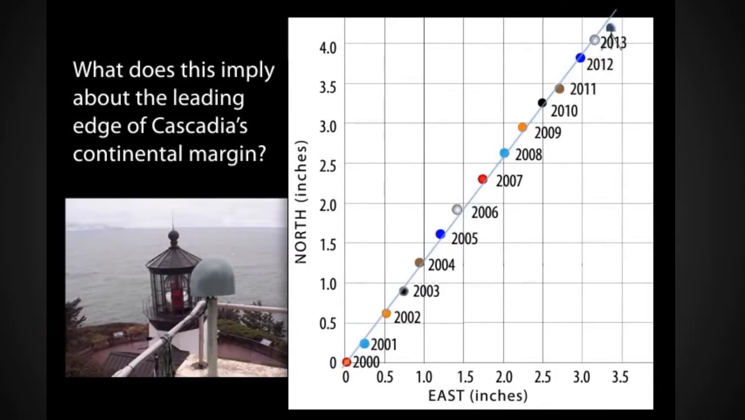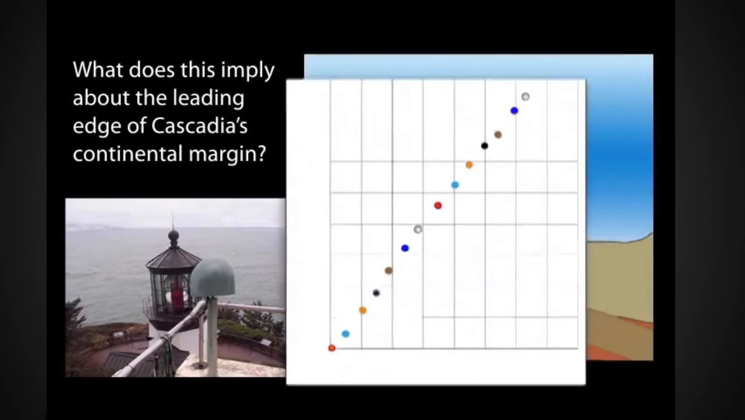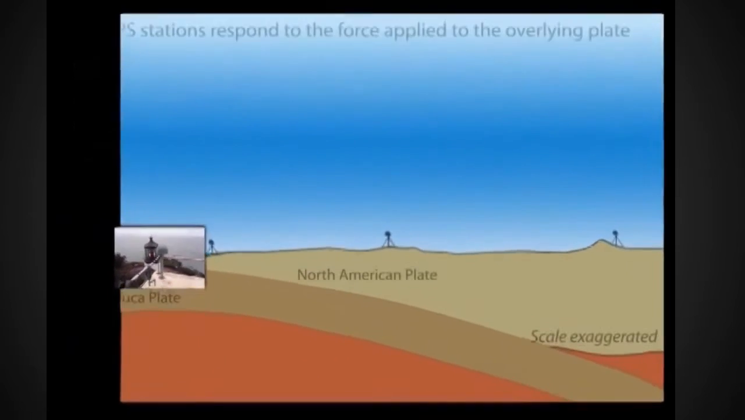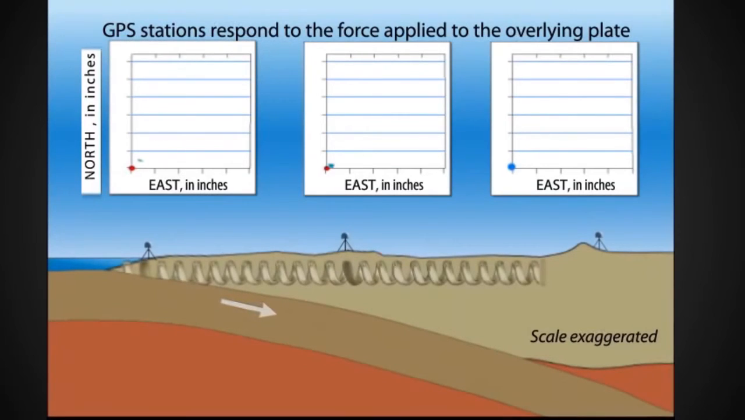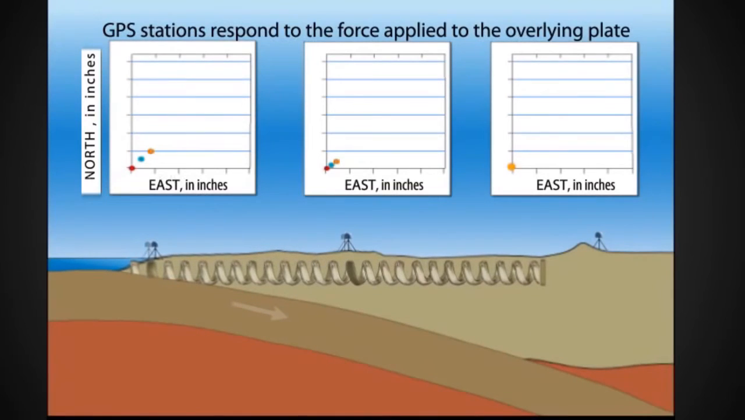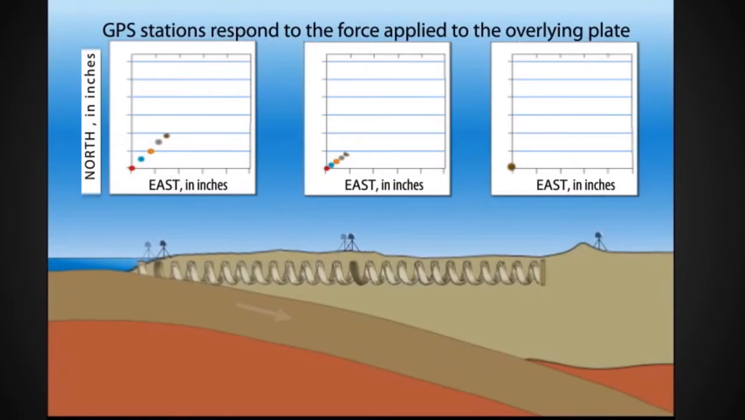What does this imply about the leading edge of the Cascadia continental margin? Let's look again at a cross-section with graphs reflecting the movement of each GPS station. We'll use a spring to represent the elastic nature of the overriding plate. Coastal stations are pushed northeast by the Juan de Fuca plate at a faster rate than inland areas, so elastic energy builds within the leading edge of the overriding plate.